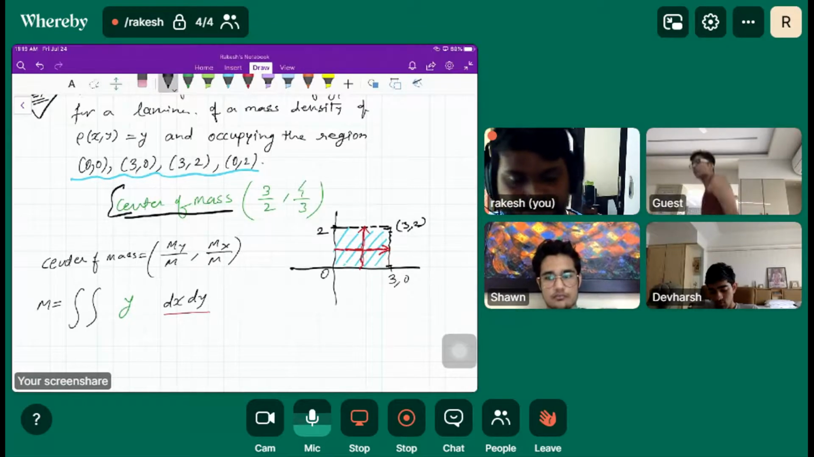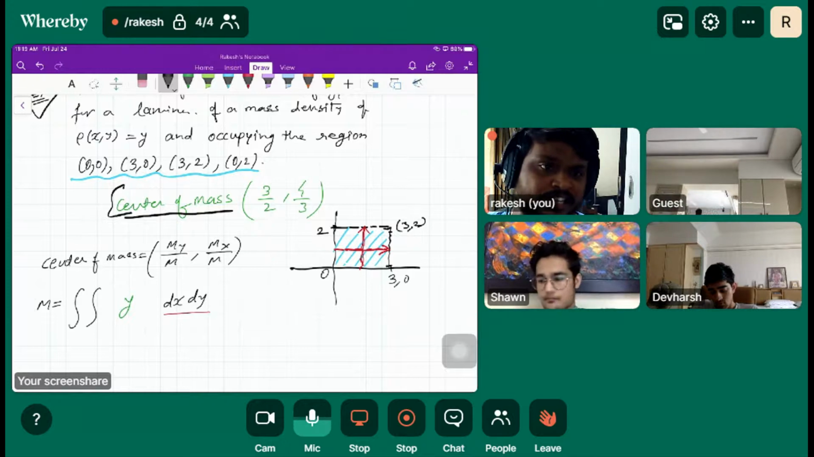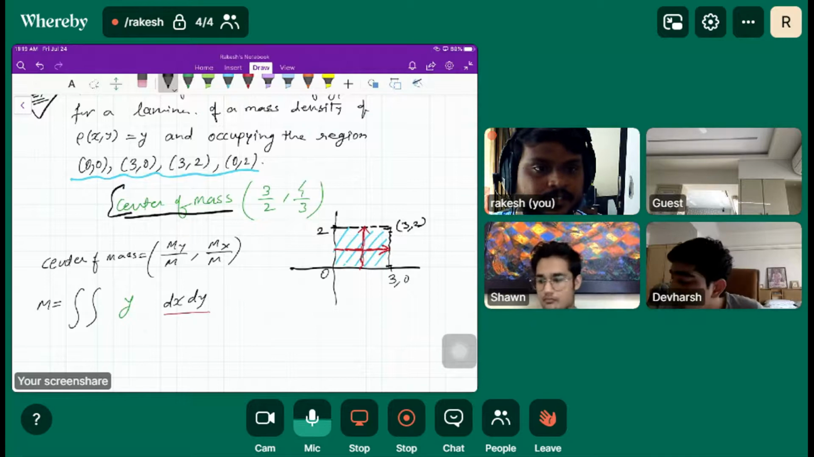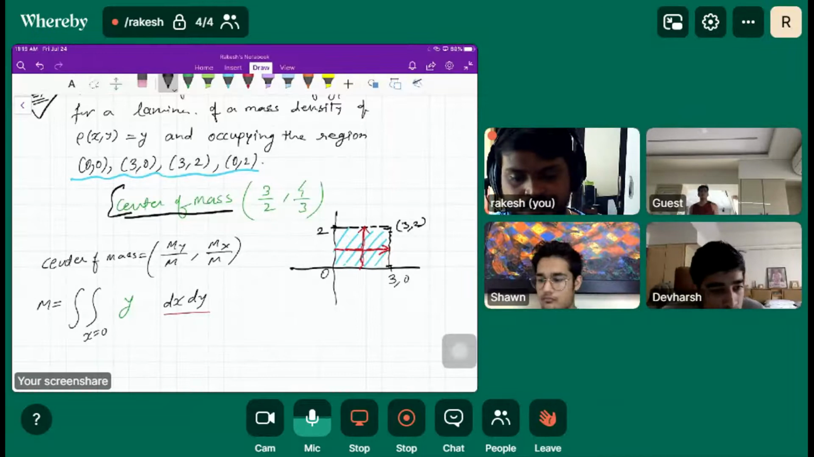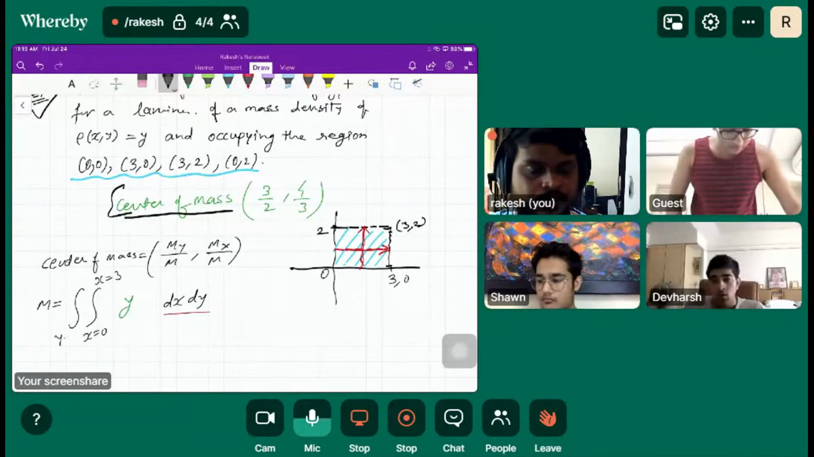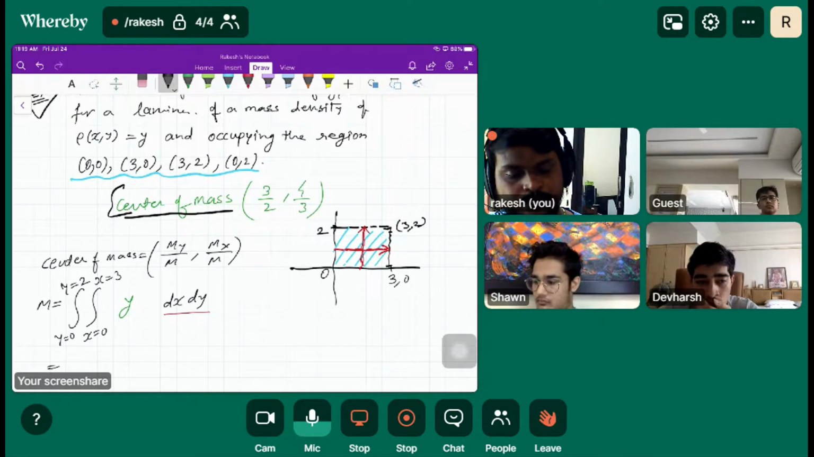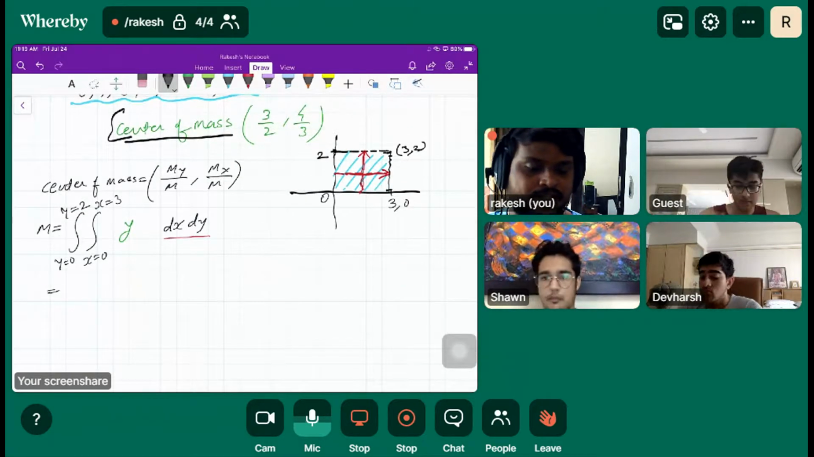Let me know what I should write here for the limit of the inner integral. The limit of the inner is 0 to 3. Yes, x is equal to 0 to x is equal to 3, and the outer is 0 to 2. Perfectly all right. So what is the integration of y with respect to x?